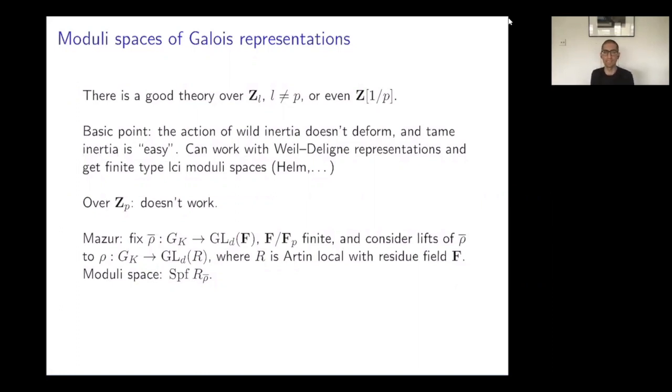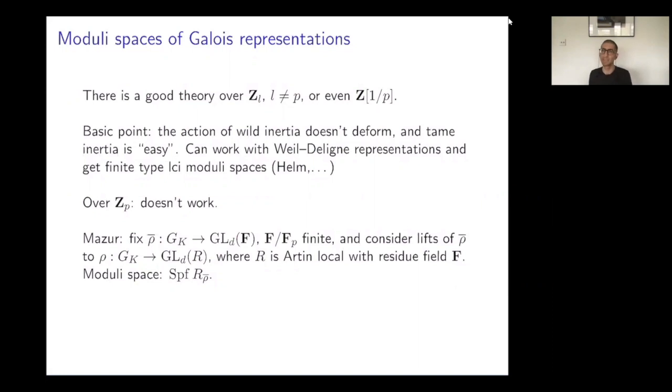while still getting something interesting is to fix a mod p representation. So you fix the representation of the Galois group to GL_d of a finite field, and having fixed that, you then consider all lifts of that representation to maybe an Artin local ring with that residue field, or more generally a complete local Noetherian ring. And he showed that these form a nice moduli space. In fact, it's the formal spectrum of some complete Noetherian local ring.